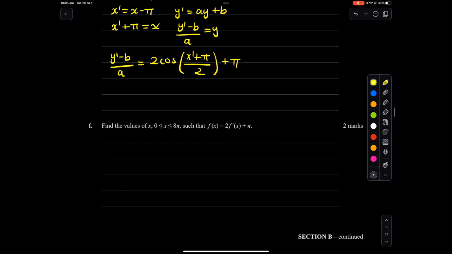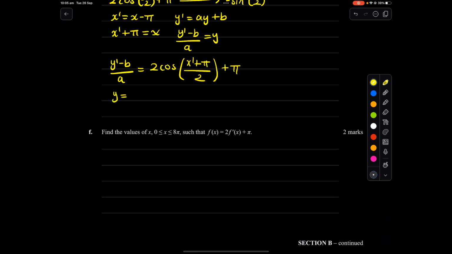Now, let's just solve for y. So y equals, therefore, 2a cos x dash plus pi over 2 plus pi a, then plus b. So we get this over here.